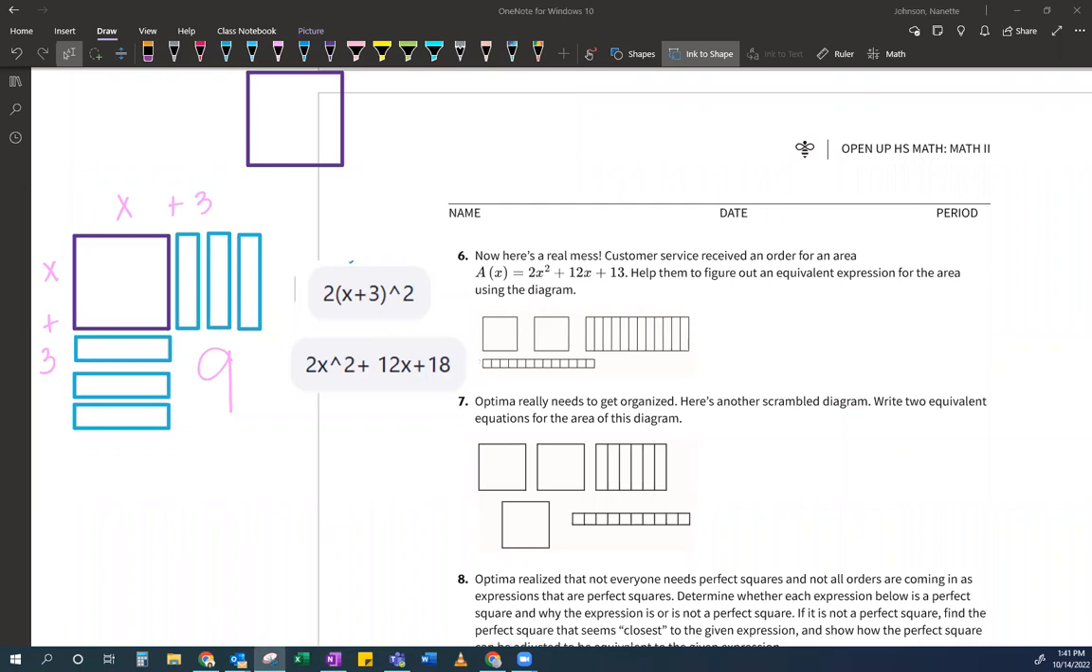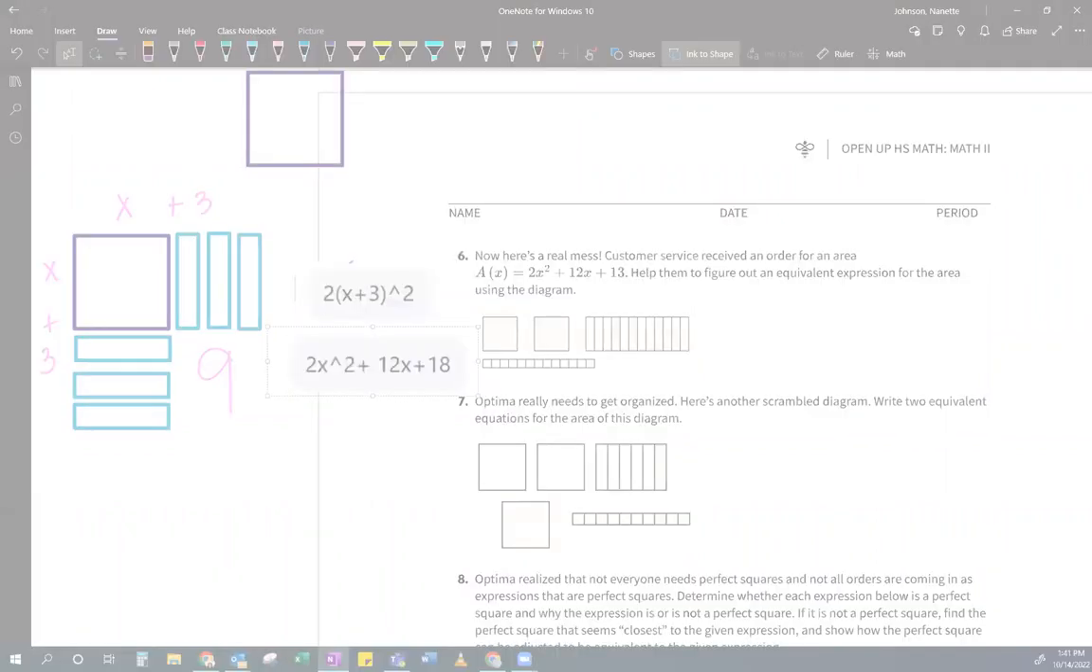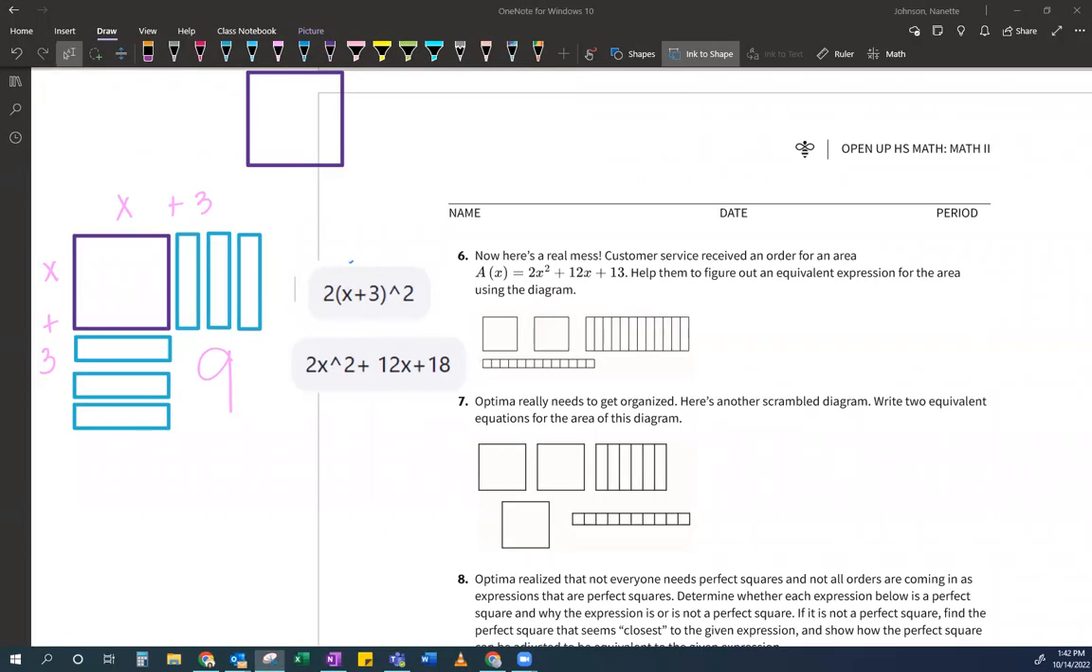Someone said, hey, Ms. Johnson, would it be 2x squared? Let me just copy this. So someone said, hey, Ms. Johnson, is it gonna look like this? Oops, not like that. Is it gonna look like this? Is this what you mean? Is it this or is it this?